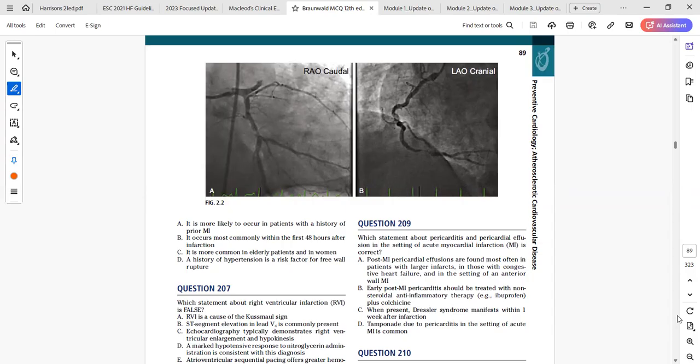So I'll go back to the question now. So this D is a true statement, and we're looking for a false option. So C, more common in elderly patients and in women, is also a true statement. Then it's true that it occurs most commonly within the first 48 hours after infarction. It's been found in, I think, 1 to 2%. Then option A, it is more likely to occur in patients with a history of prior myocardial infarction. So this is the false statement.